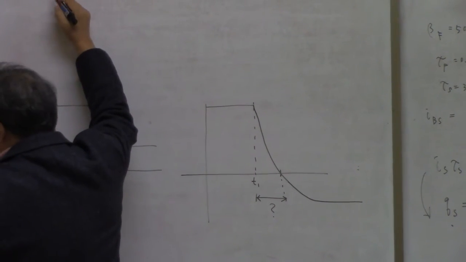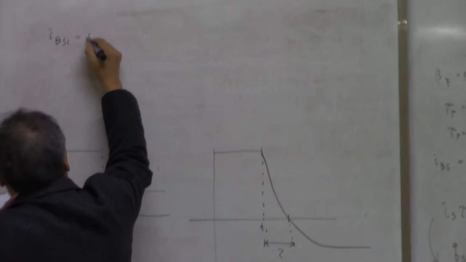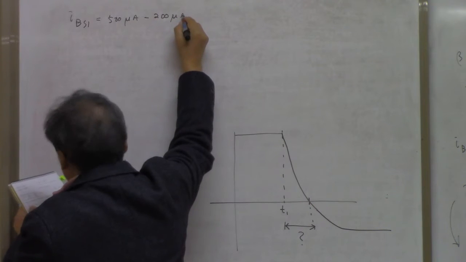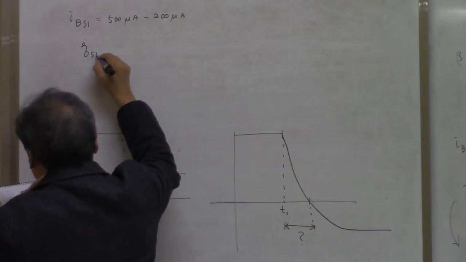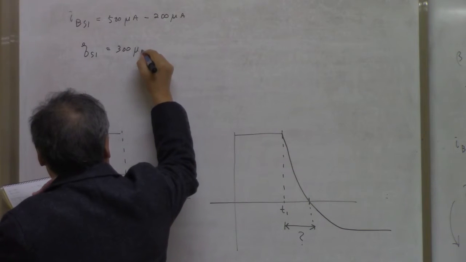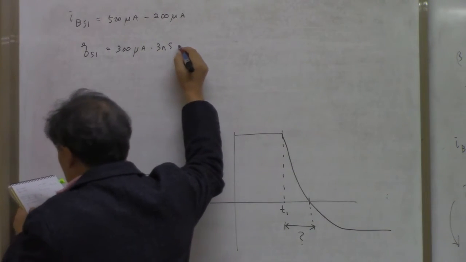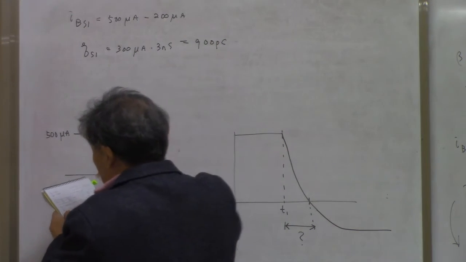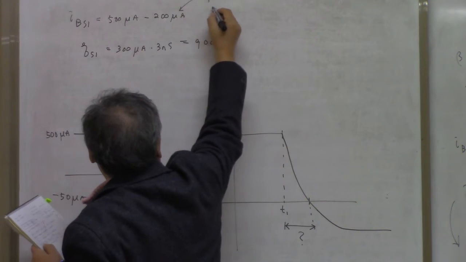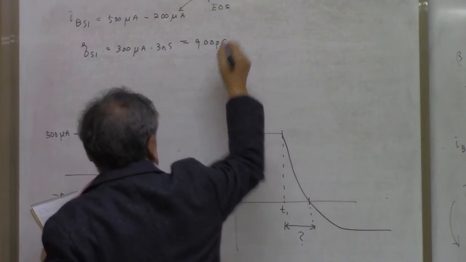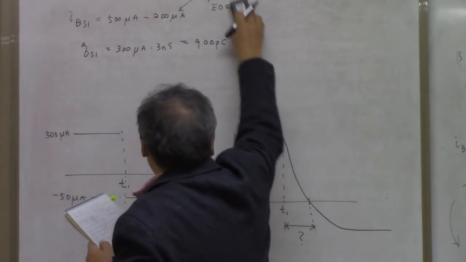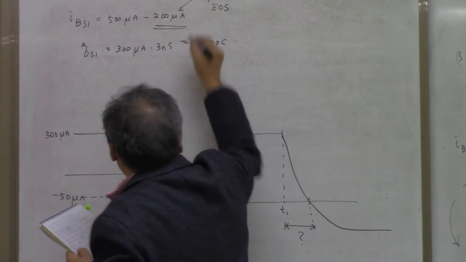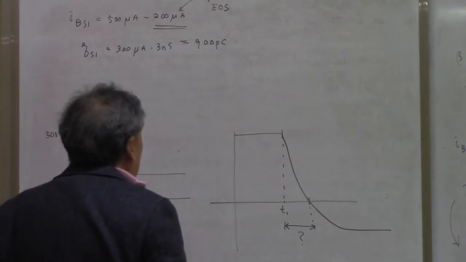IBS1 is 500 microamps minus 200 microamps, and QS1 is equal to 300 microamps times 3 nanoseconds, and that is 900 picocoulombs. And this one is the edge of saturation. We are continuing the same example that we did on the first example, okay? We said we know this 200 microamps is the edge of saturation.